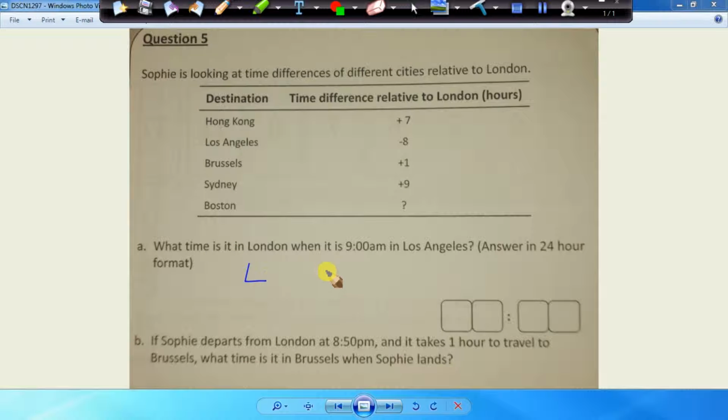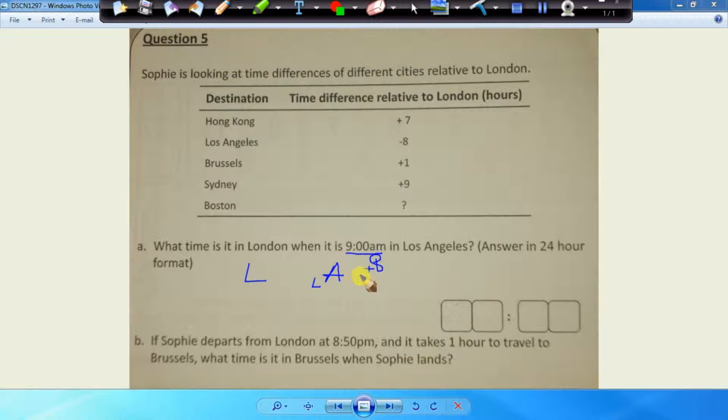So London, Los Angeles. 9 a.m. in Los Angeles. So Los Angeles is 8 hours behind London. So if Los Angeles is 8 hours behind London, that means London is 8 hours in front. So 9 o'clock in the morning, we've got to add 8 hours onto that.